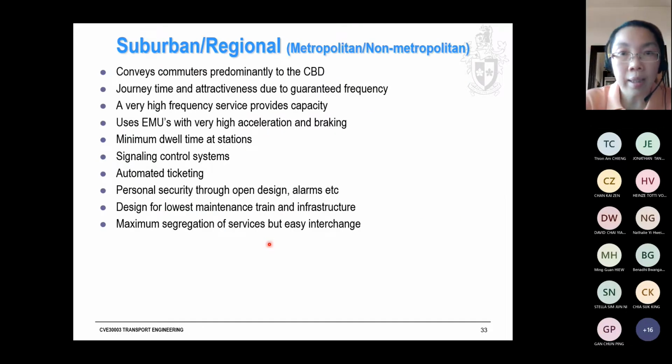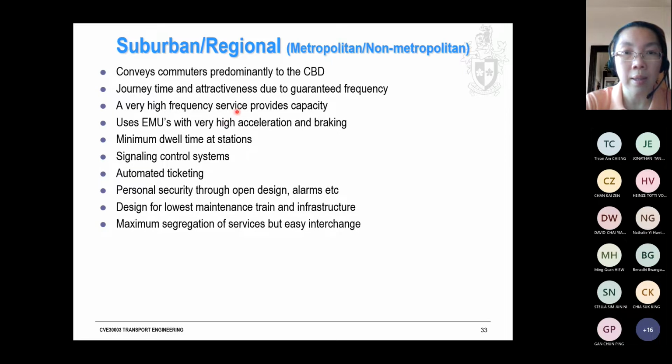All right. Then next up, we have the suburban or regional travel. This means that it's between metropolitan to non-metropolitan. Okay, it's regional travel or travel to the same city, but it could be to suburban areas. So this distance usually would be slightly longer. Suburban usually are places where people stay, and you have houses there, and therefore these are the people who then commute to CBD areas. Okay, so journey time and attractiveness due to guaranteed frequency.